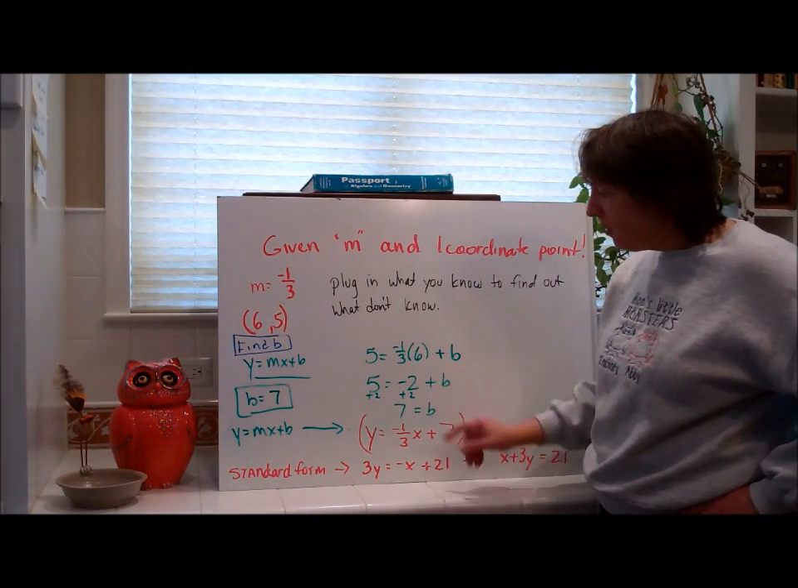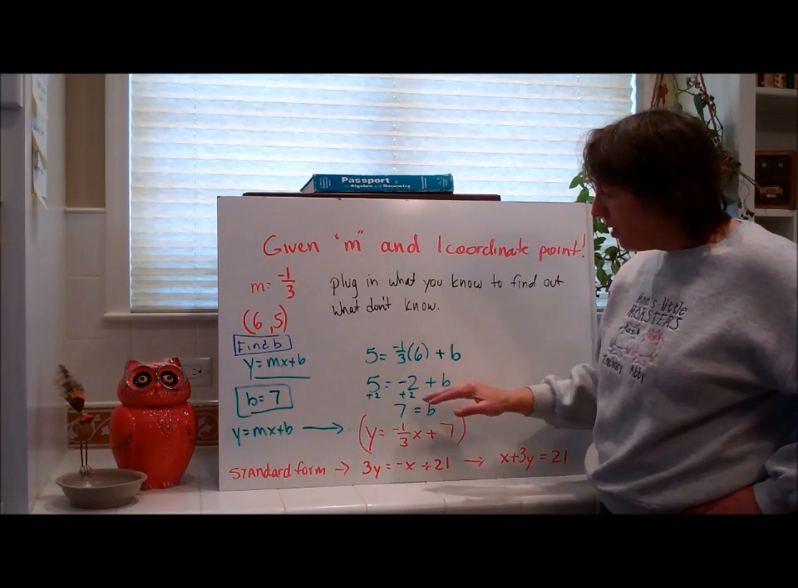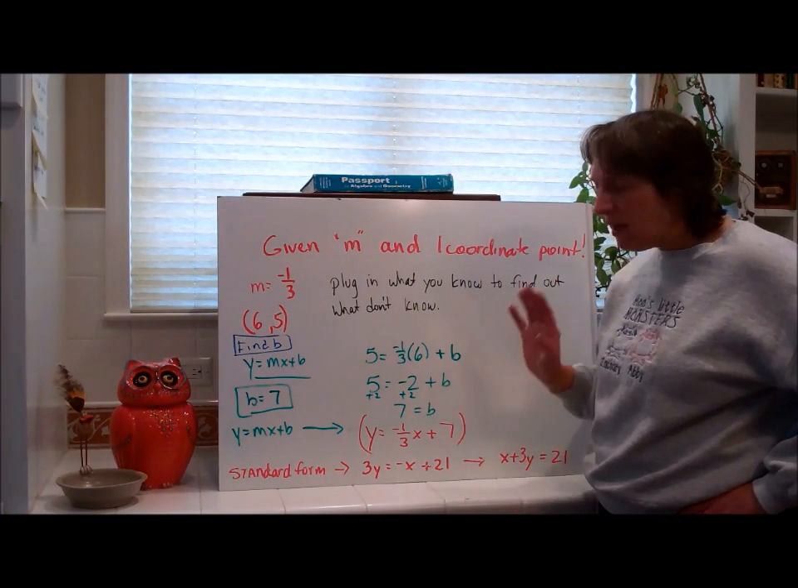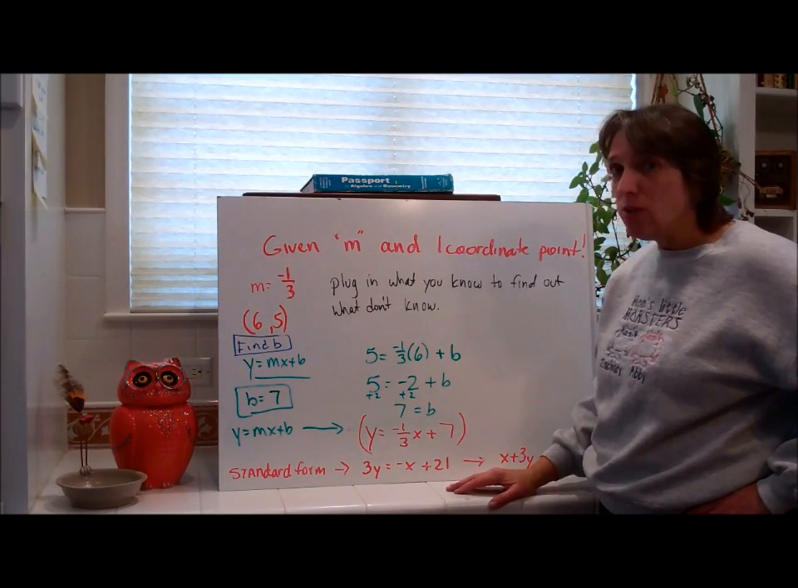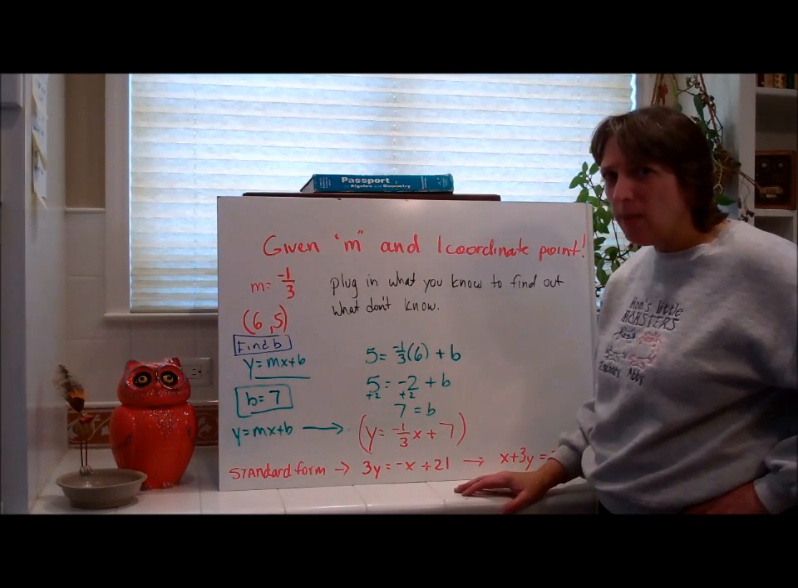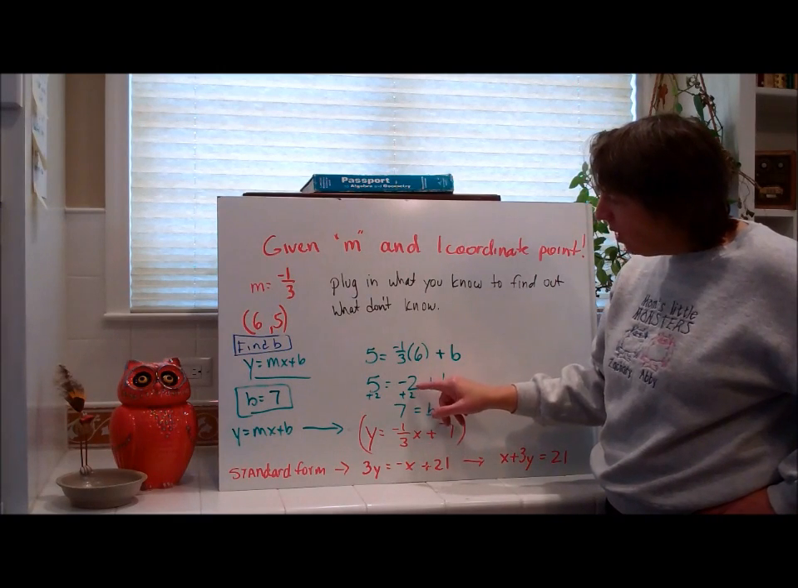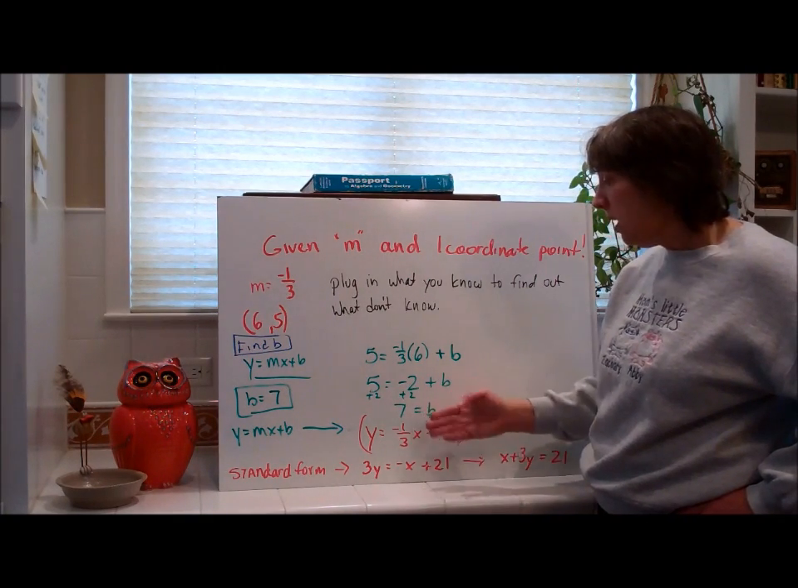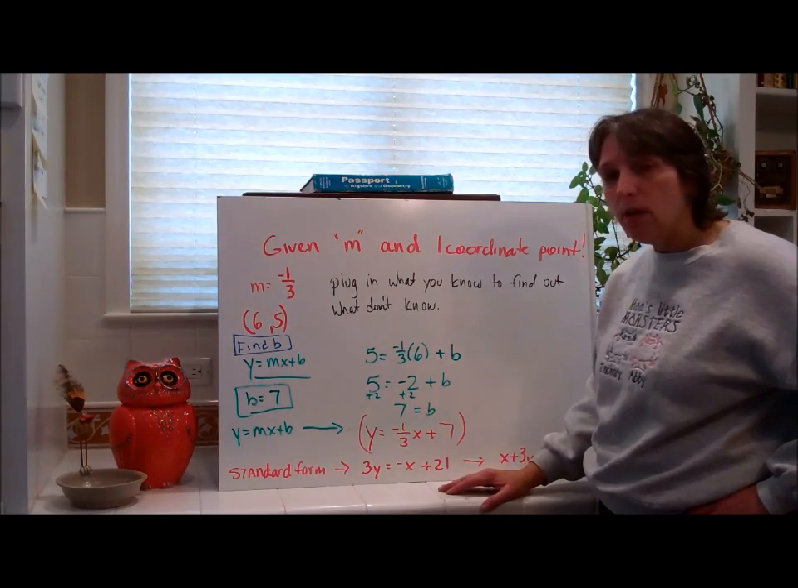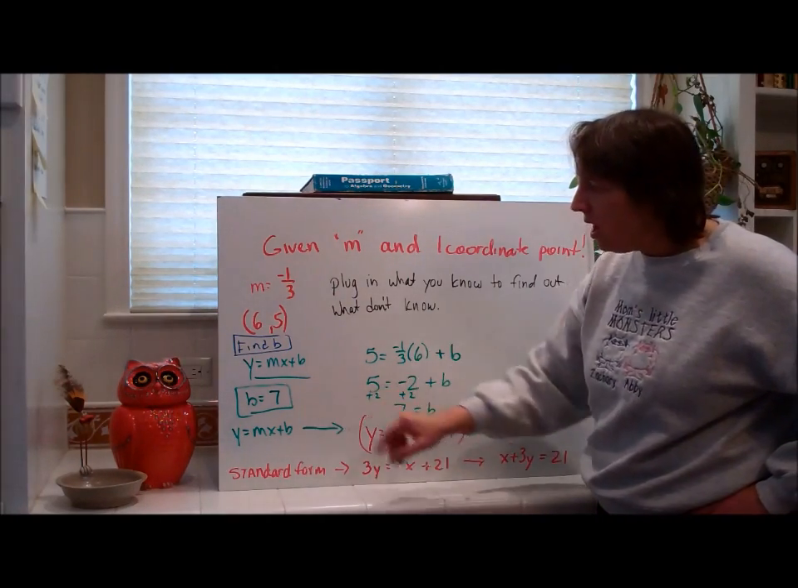Negative 1/3 times 6 is negative 2. So here I showed some work because I don't want to make any mistakes. When I have these fractions, I like to take my time and show my steps. So I'm left with 5 equals negative 2 plus b. I'm going to add 2 to both sides, and b equals 7. So my y-intercept is 7.